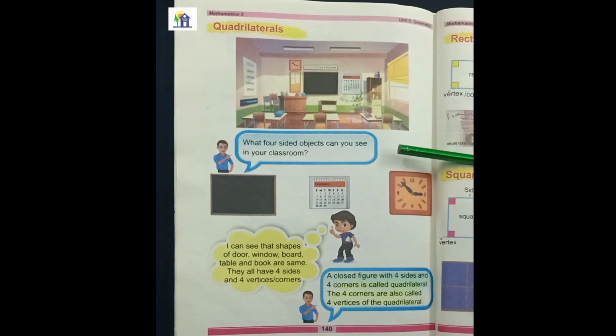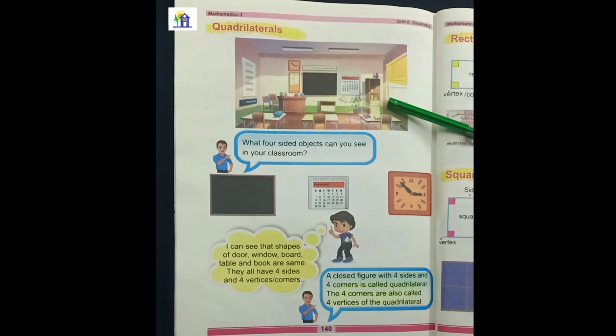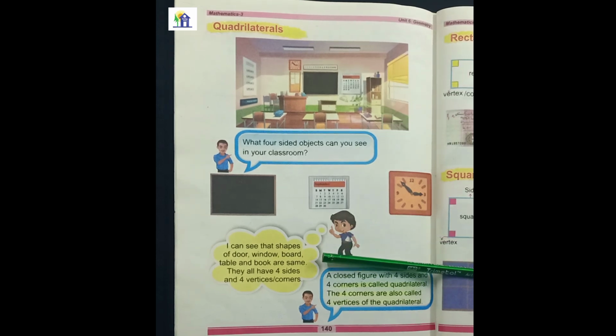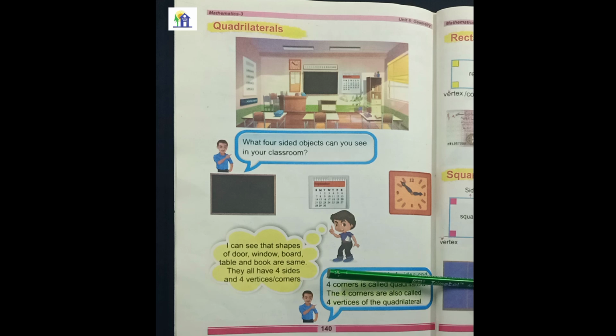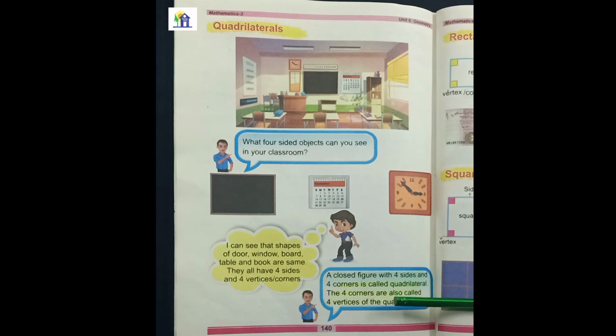Students, what four-sided object can you see in the classroom? I can see that the shapes of door, window, board, table and book are the same. They all have 4 sides and 4 vertices. Vertices are also called corners. A closed figure with 4 sides and 4 corners is called a quadrilateral. The 4 corners are also called the 4 vertices of the quadrilateral.